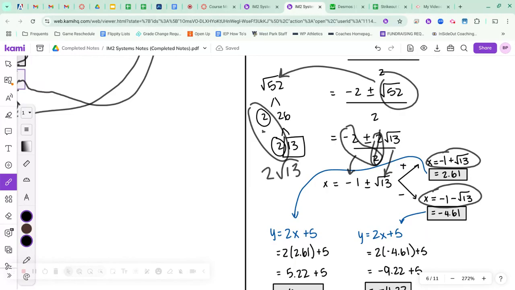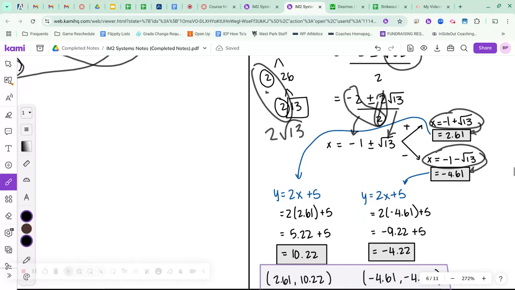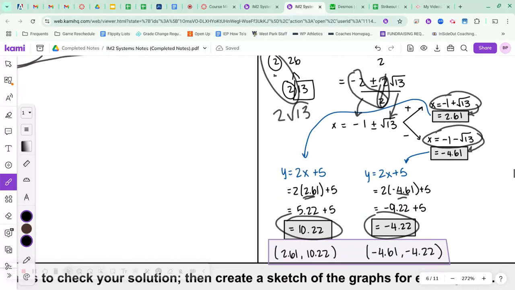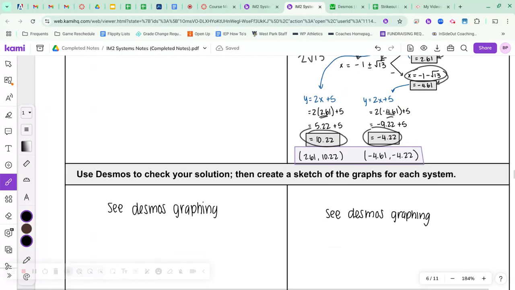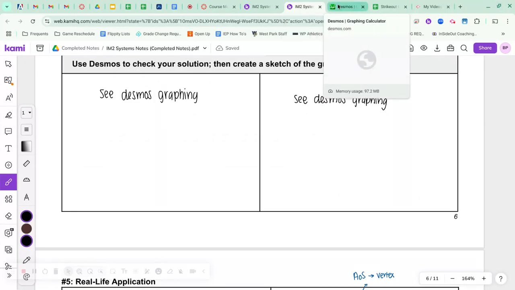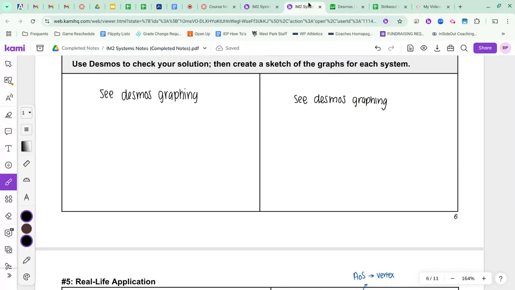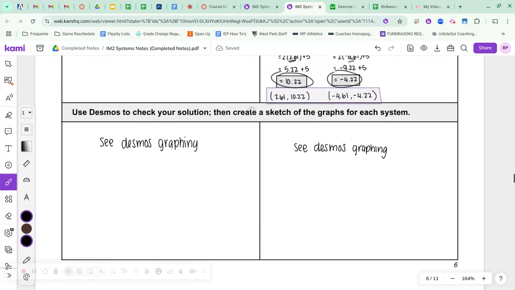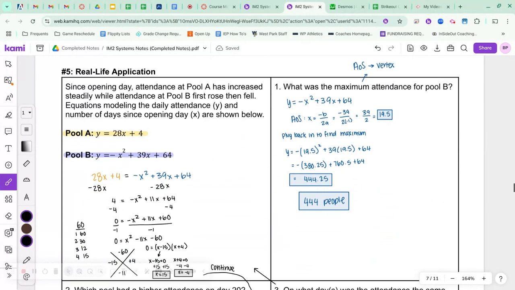That's not going to help us when we're trying to estimate y values, though. So what we do is we round this to 2.61, and we round this to -4.61 using a calculator. And then when you plug those back in respectively, you're able to get the y value that goes with each of those x's. Okay? You can always double check your work by plugging them into Desmos and seeing where they cross, confirming your solutions, so you can do that on your own.